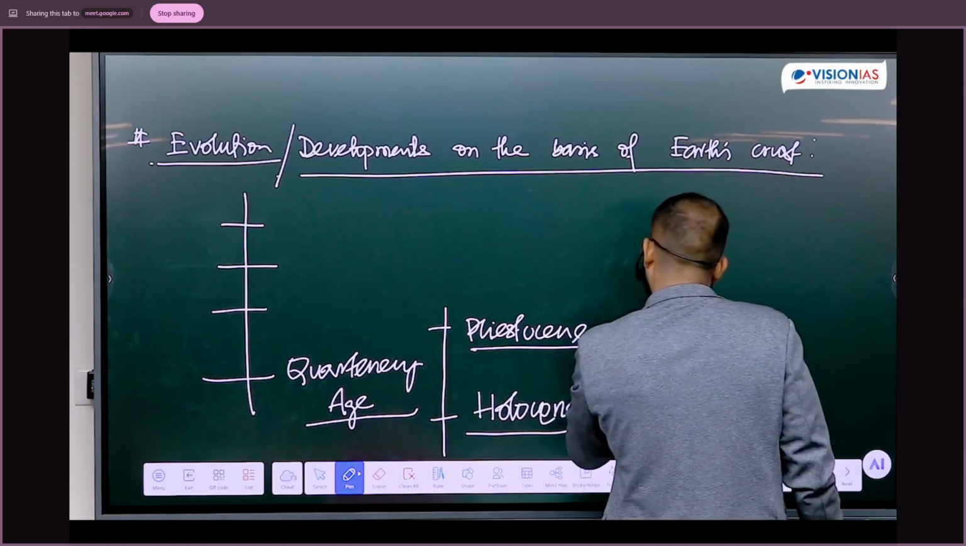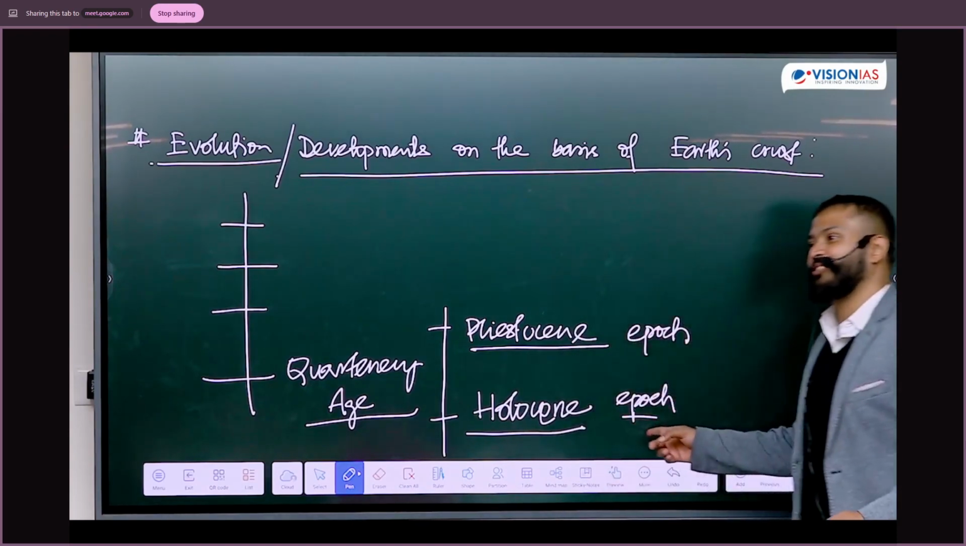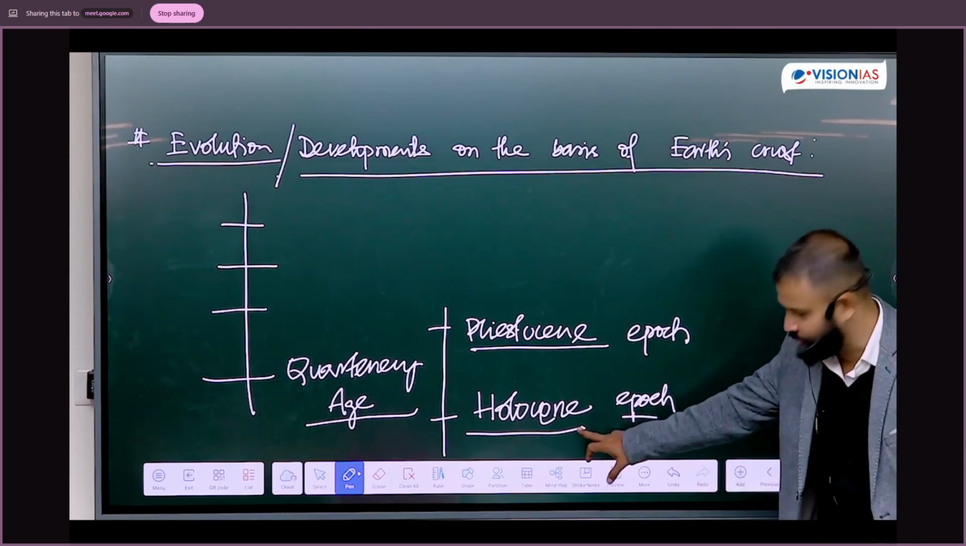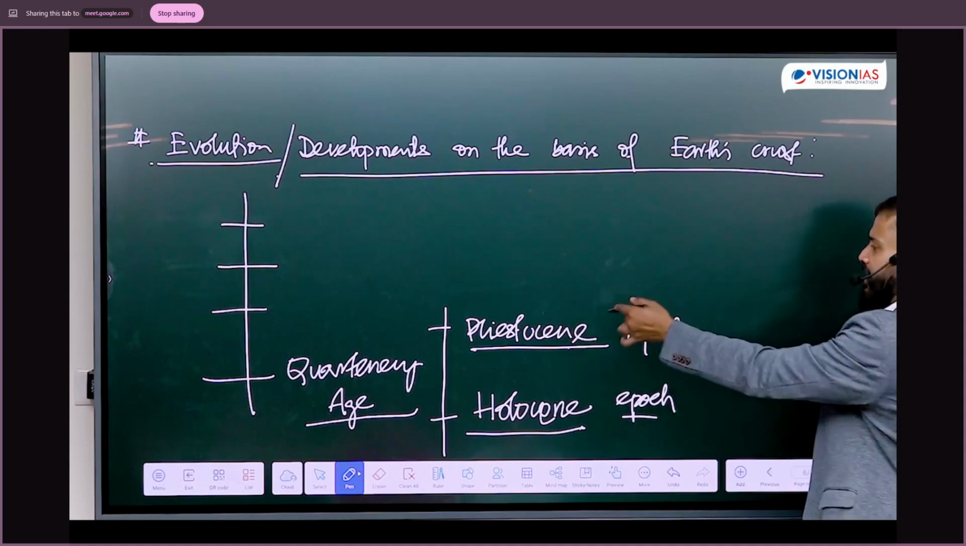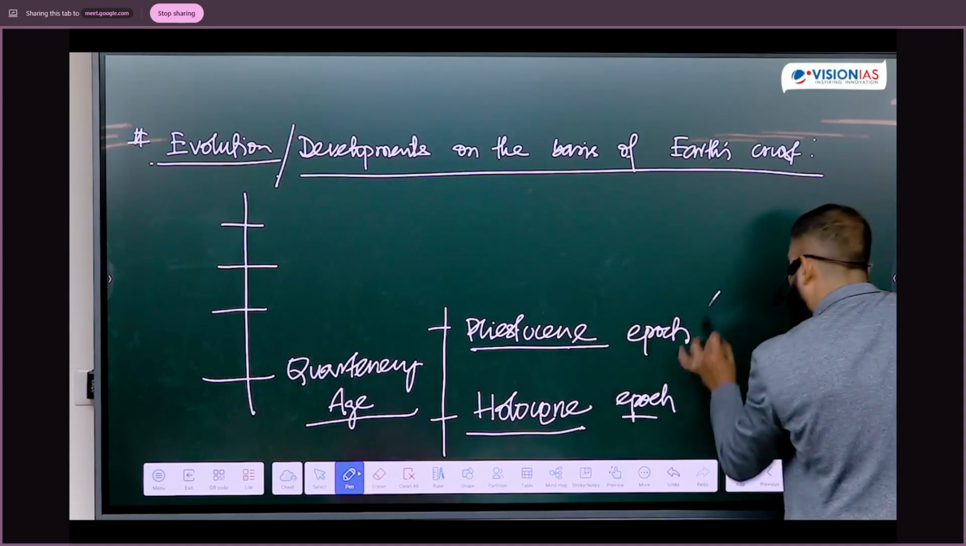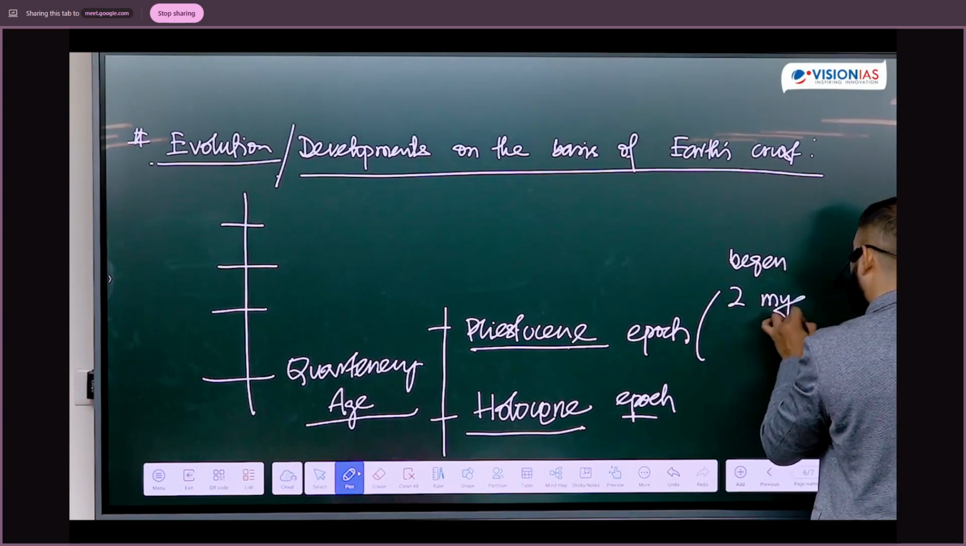For the purpose of prelims, what is the present epoch we are living in? Holocene. What is the last epoch? That is Pleistocene. Pleistocene began 2 million years ago.